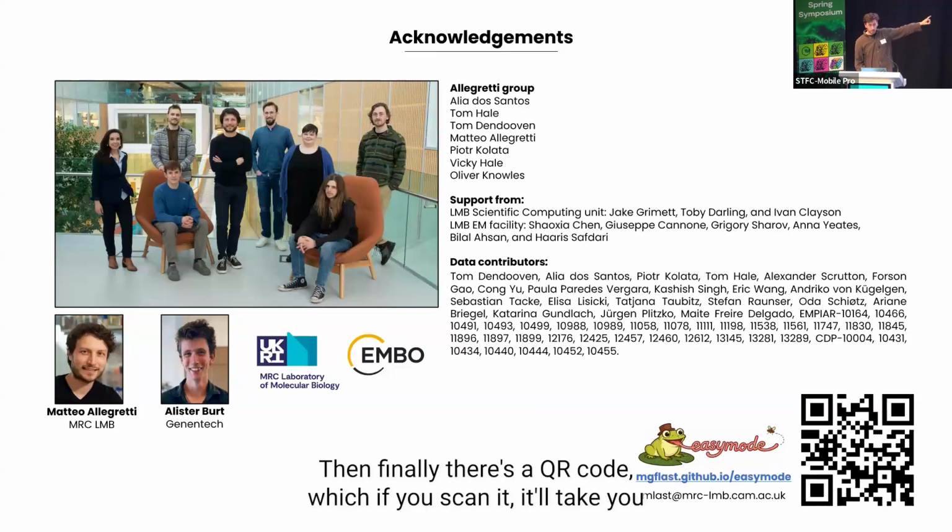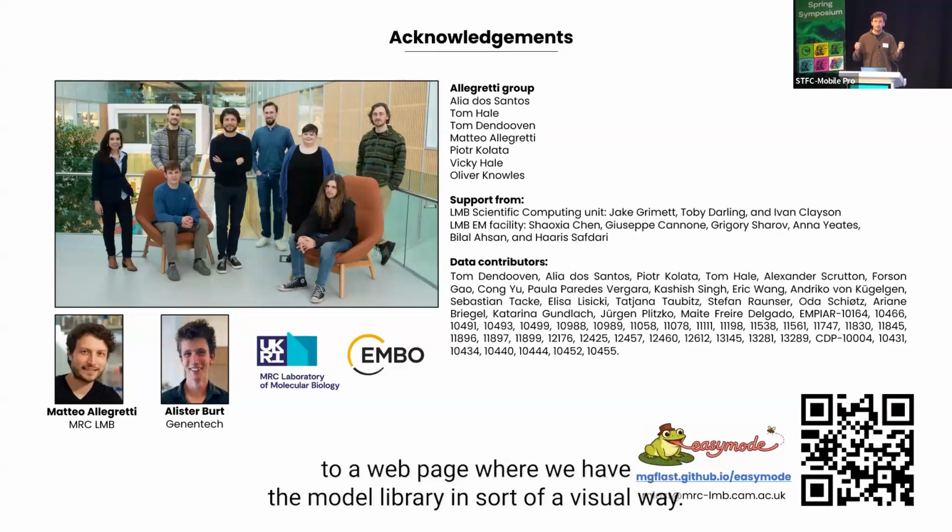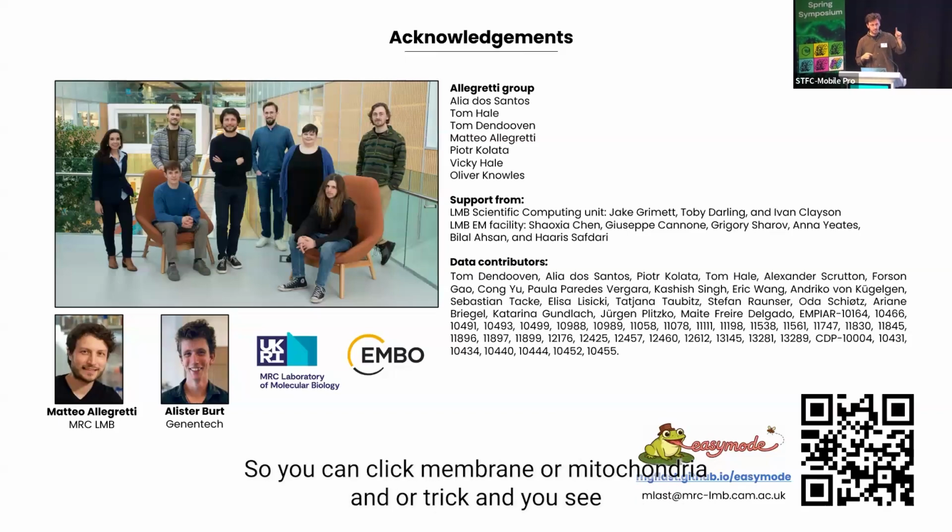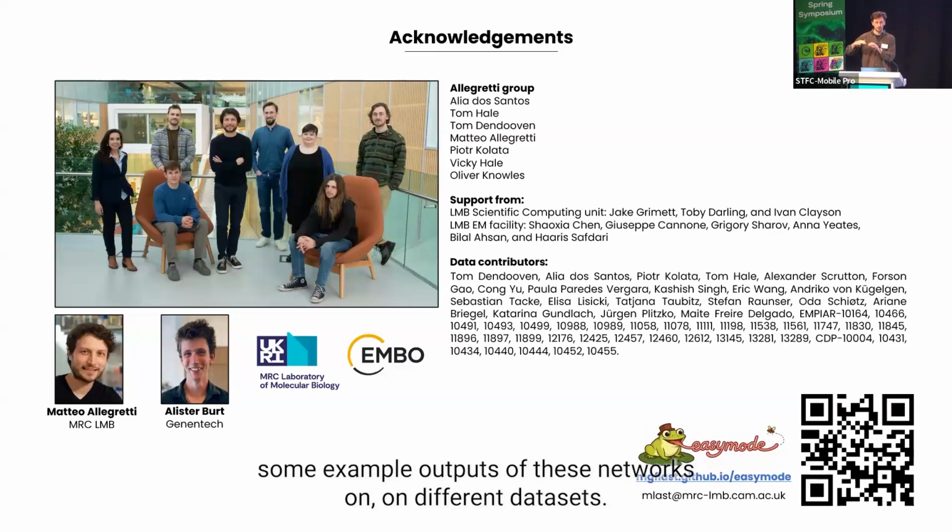Then finally, there's a QR code, which if you scan it, it'll take you to a web page where we have the model library in a visual way. So you can click membrane or mitochondrion or TRiC, and you see some example outputs of these networks on different data sets. And that's it. Thank you.